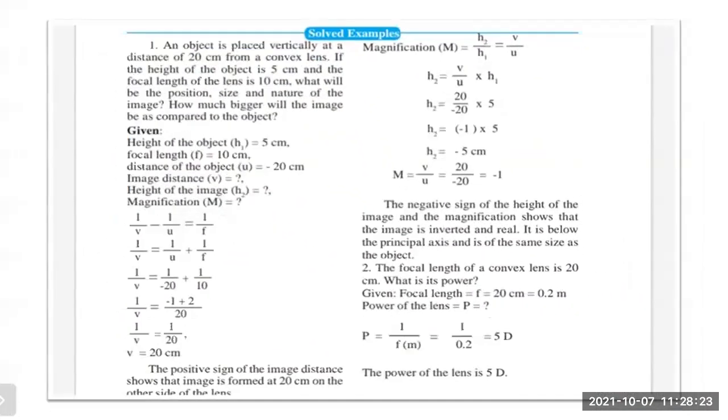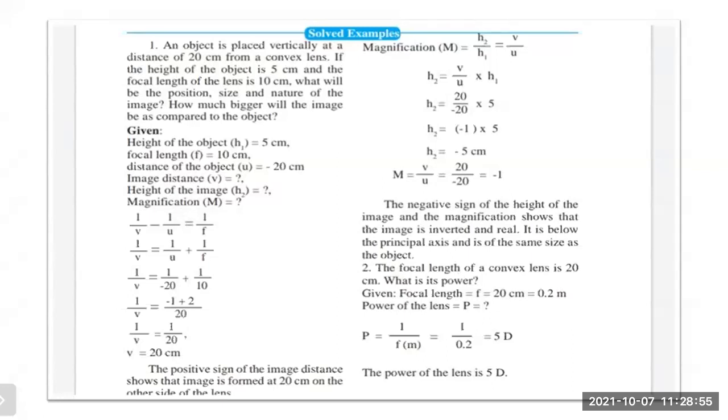Okay, so whenever you solve the numericals, once you read the numerical, you have to write all the given things. Now let us try to see how it is solved here. An object is placed vertically at a distance of 20 centimeter from a convex lens. If the height of the object is 5 centimeter and the focal length of the lens is 10 centimeter, what will be the position, size, and nature of the image? How much bigger will the image be as compared to the object?